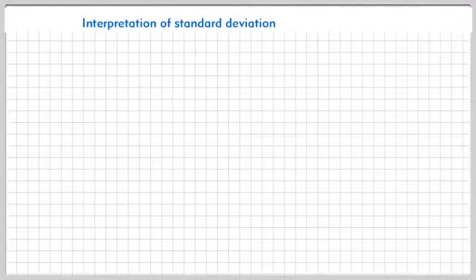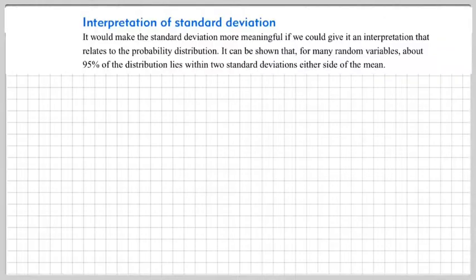Now, the interpretation of standard deviation. Now this is interesting. My take on this is that I've always learned that the standard deviation is the average deviation from the mean, the average spread from the mean, okay? Yes, but what they're saying here is that it would make the standard deviation more meaningful if we could give it an interpretation that relates to the actual probability distribution. Now, what does that mean, Wolfman?